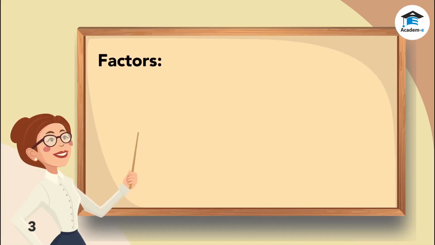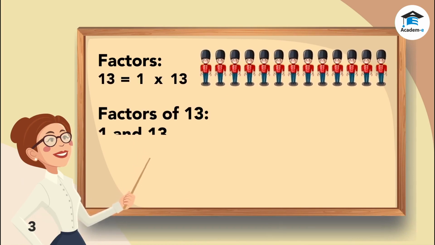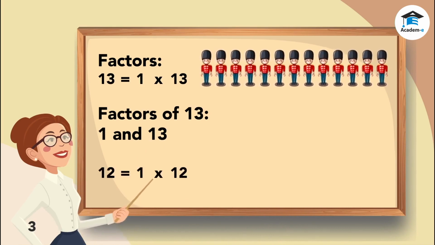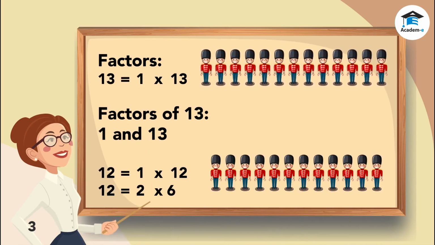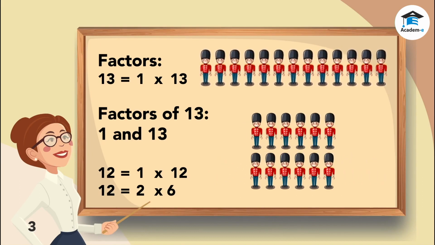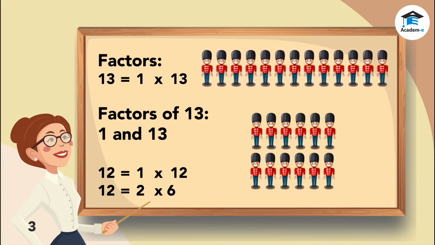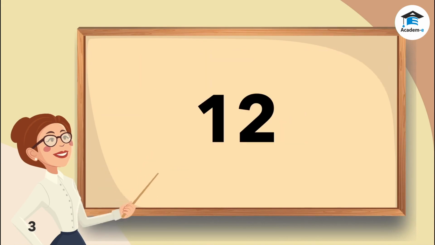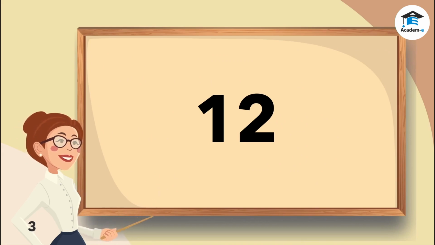Factors are numbers multiplied to result to a given number. Some numbers just have 1 and itself as its factors. Other numbers have more factors. As an example, the number 12 has 6 factors.